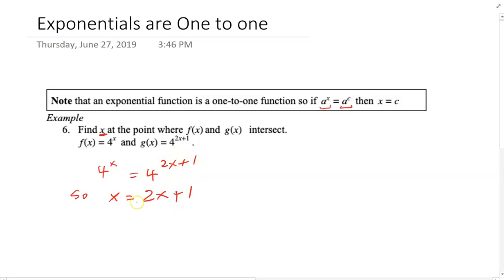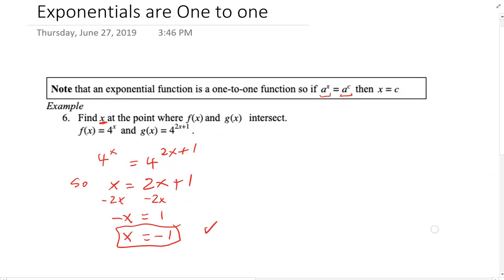And then we're trying to solve for x, so we could, let's say, subtract 2x from both sides. And so negative x will be equal to 1. So x will be equal to negative 1. And so we've solved for x. You can plug in x equals negative 1. So 4 to the negative 1 is equal to 4 to the 2 times negative 1 plus 1. That's negative 2 plus 1, which would be equal to negative 1. So that solved and checked. Okay? So that is one of the ways that we can solve the intersection of exponential functions.